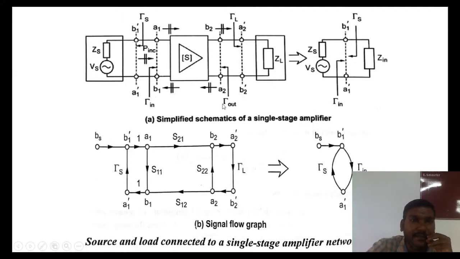The entire structure will be drawn by using a signal flow graph. S1 to S2 is considered as the amplifier, Bs is the source, and gamma L, A2 dash, B2 is considered the load point. Similarly, we are going to consider the small section here. This is the input section. So Bs is the source, with B1 dash, A1 dash, gamma S and gamma N.